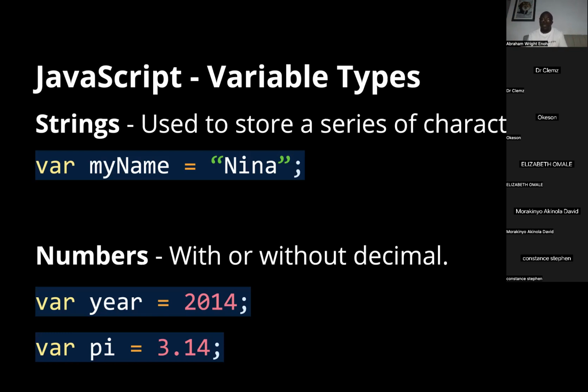So strings are used to store a series of characters, and these characters are text, right? They are text characters. That is what it does. For example, var myName equals "Nina". When you are writing strings as a value, it goes in double quotes, and of course, because it's a statement, it ends with a semicolon. The second one is numbers, with or without decimals. Like var year equals 2024. That first one, the year 2024, is a whole number. And var pi, with a pi value, is a float in terms of variable types.